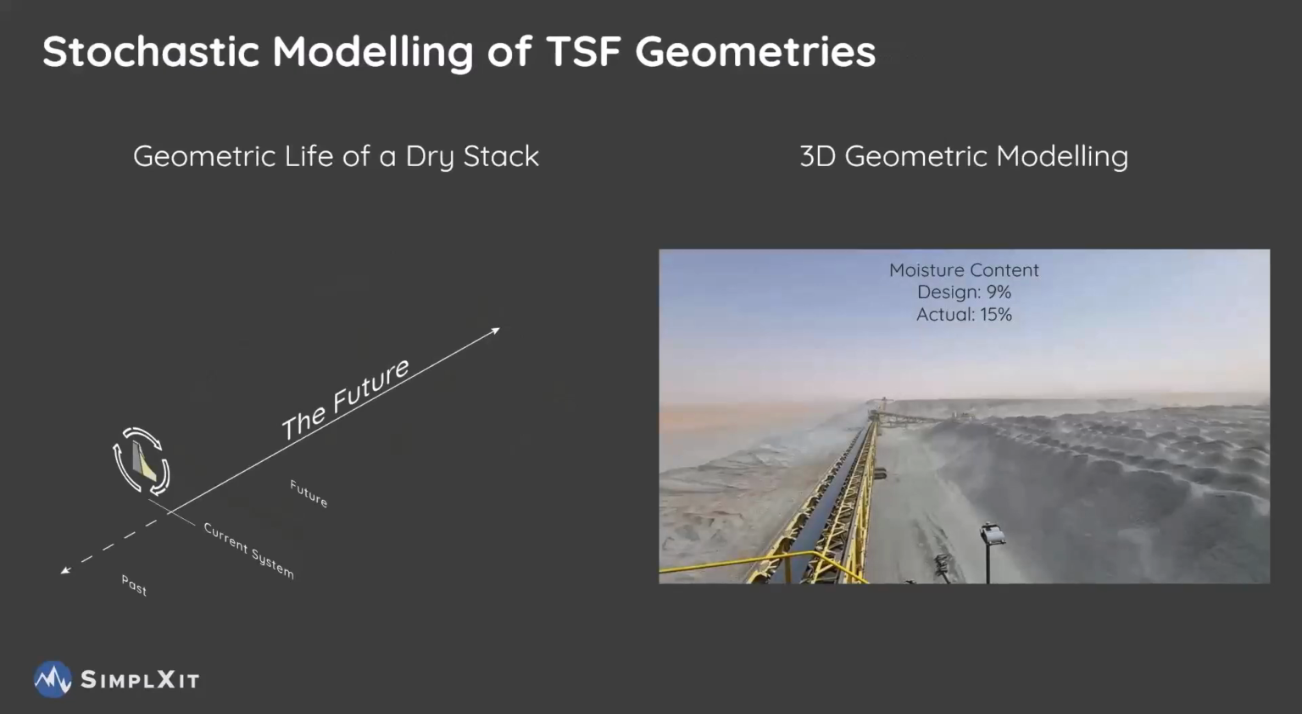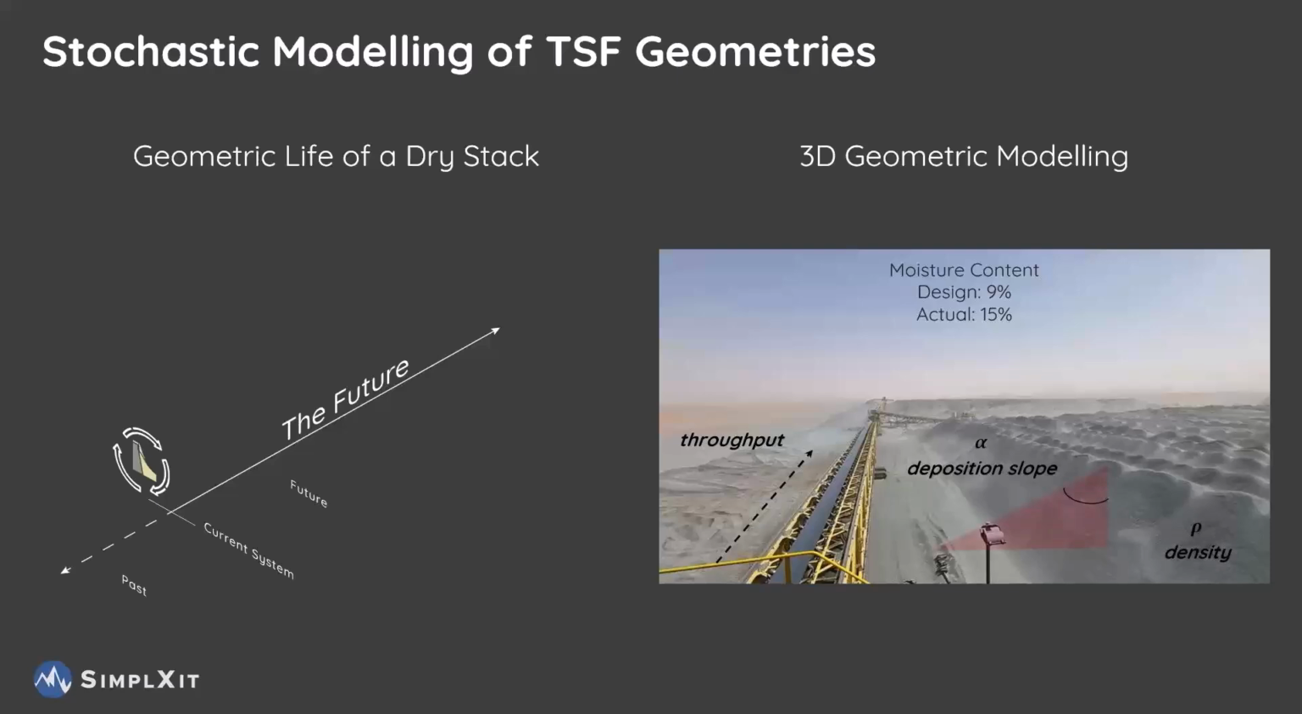Now, that's the modeling of a TSF geometry. We will be talking about stochastic modeling of a TSF geometry. For this, I'll illustrate it with an example from a dry stack. Dry stack is one type of construction that has very high solid contents. In this specific example, the actual site had a design with a moisture content of 9%. But in reality, it had a moisture content of 15%, which means that the slope kept on varying and it was behaving more like lava than an actual dry stack.